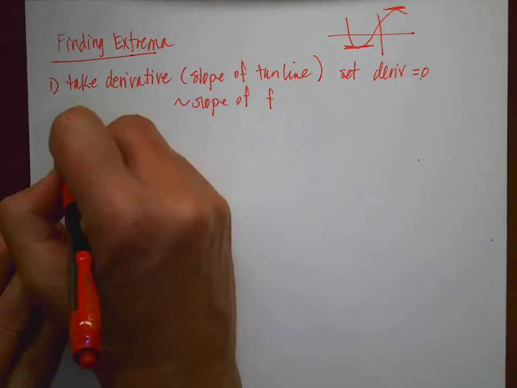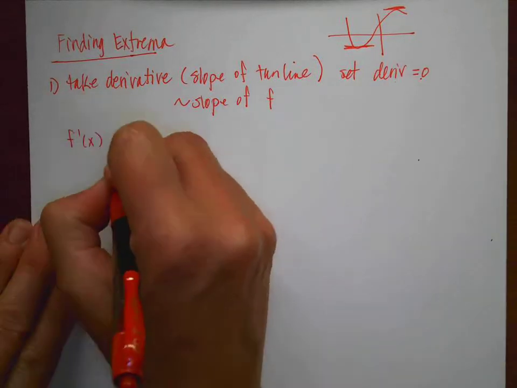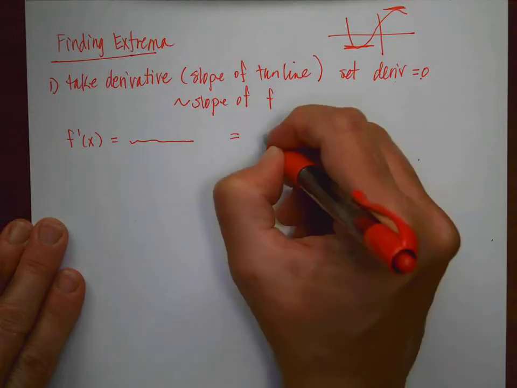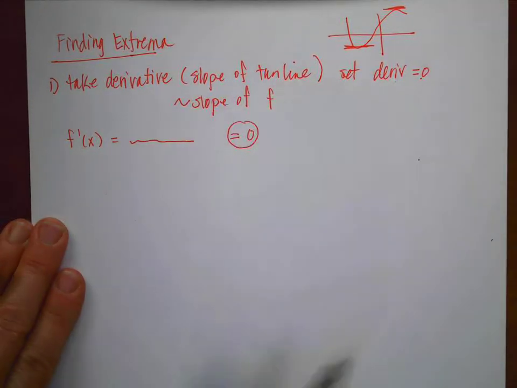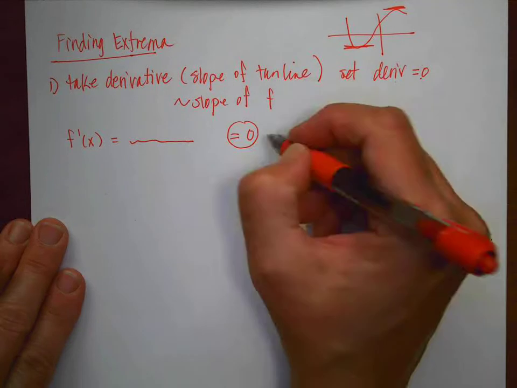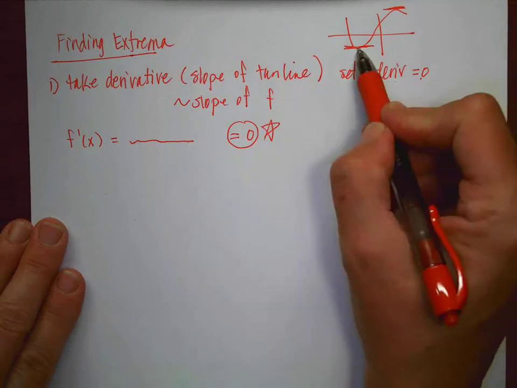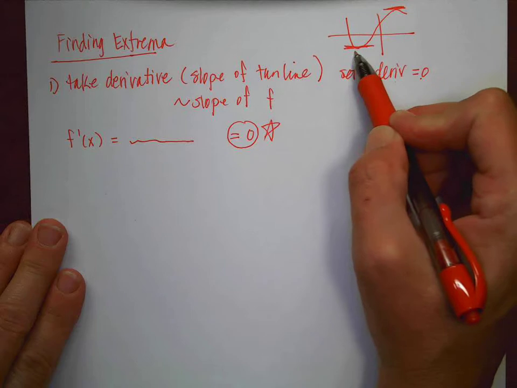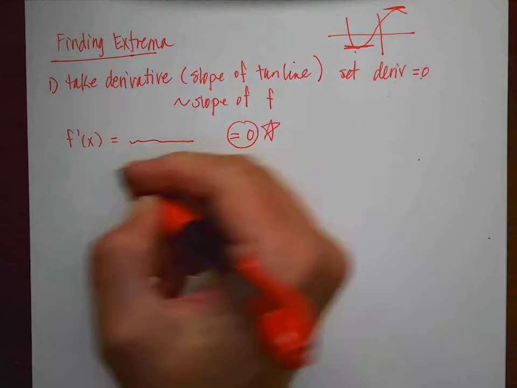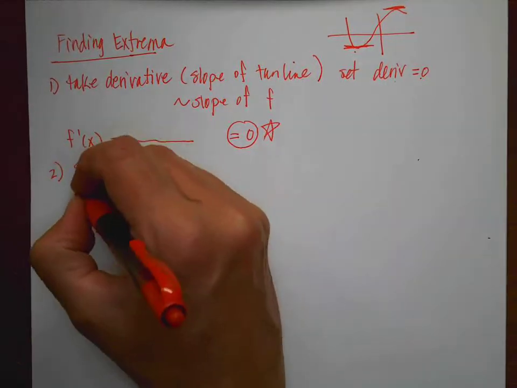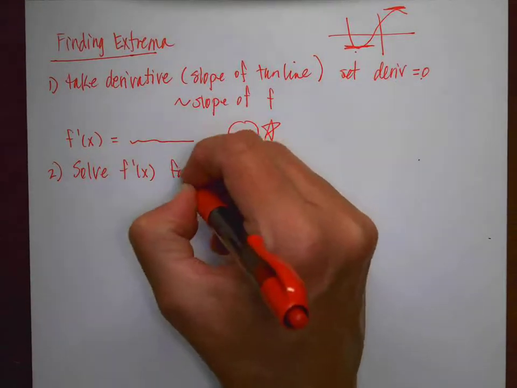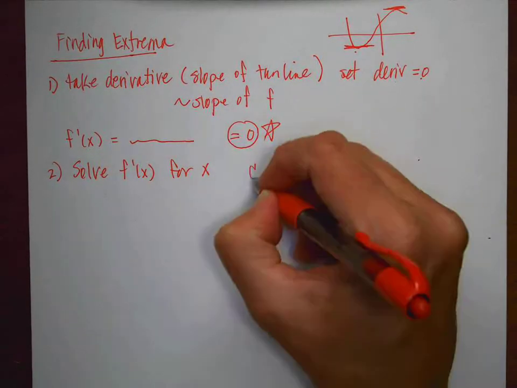When you're showing your math, this is a really important step. So you have to show that you take the derivative, and you're going to do all that math, and then you have to show that you set that derivative equal to 0. That is a hugely important step because that shows that you understand that there is a horizontal tangent at the particular derivative. The second step is you're going to solve the derivative for x.